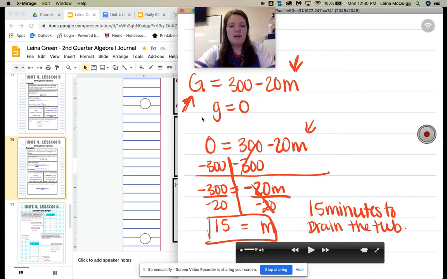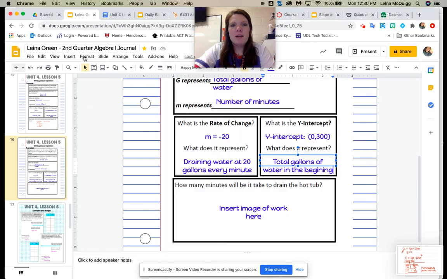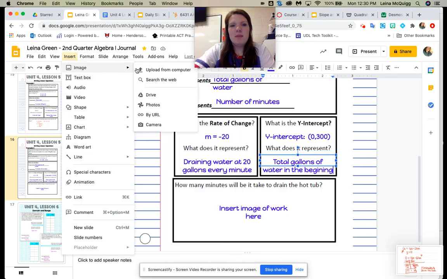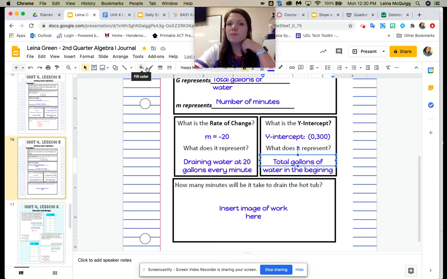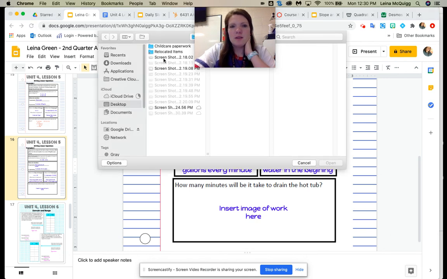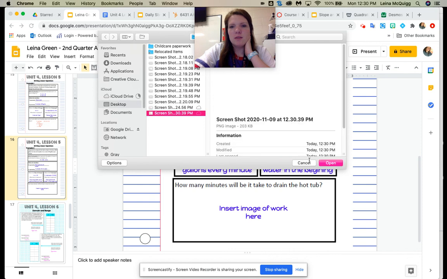All right, again, I can take a screenshot of my work. I can come over here, do insert image. I'm going to upload it from my computer. It'll be right there.